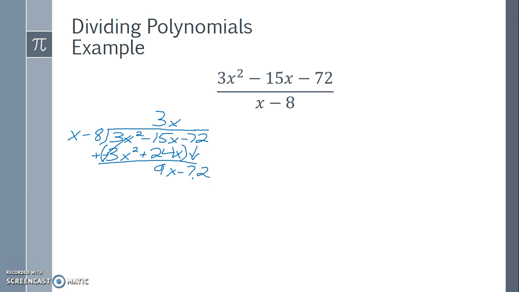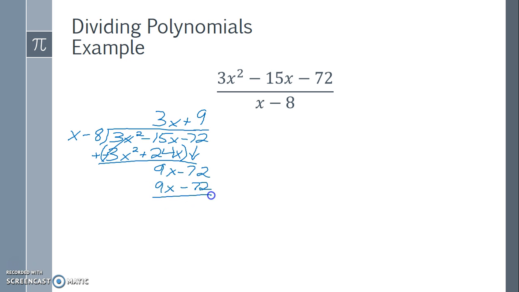Next question I need to ask myself is, what do I need to multiply my x here by to get to 9x? Well, to get from x to 9x, I need to multiply it by 9. So I'm going to put a plus 9 up here at the top. So I'm going to multiply straight through 9 times x minus 8. So I get 9x minus 72.